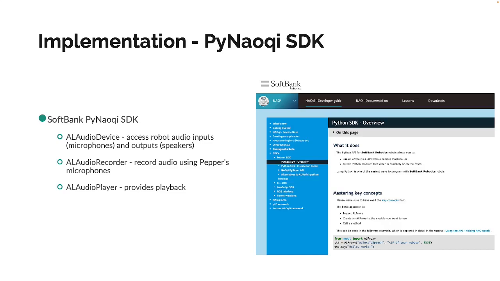As previously mentioned, PyNowQI SDK provided access to various key functions of Pepper. For the purposes of integrating Google Assistant, we were mainly concerned with modules that interfaced with Pepper's ability to record and play audio, including AL Audio Device, AL Audio Recorder, and AL Audio Player. Installation and setup involved downloading a tarball from SoftBank to the Ubuntu workstation, extracting the archived contents, and adding the SDK to Python's path in a virtual environment.